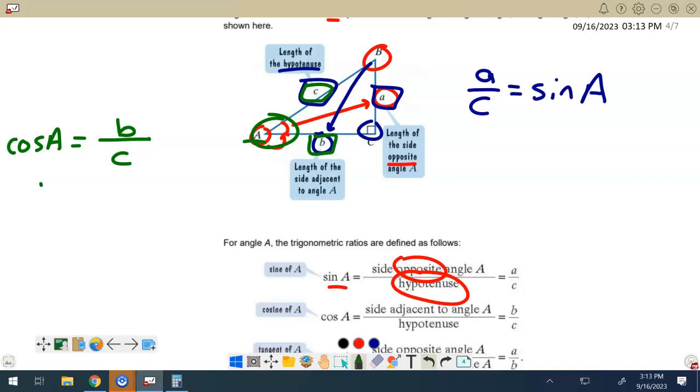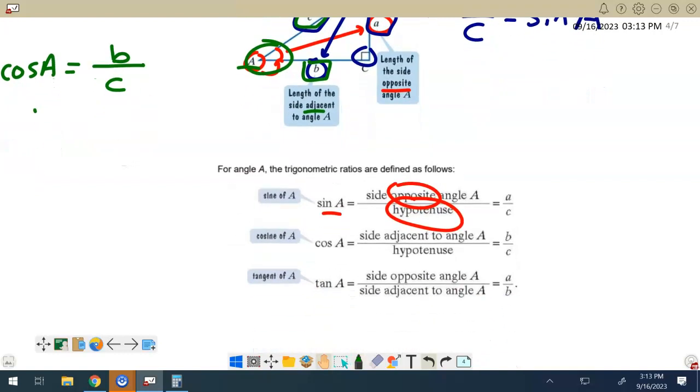Right. So cosine, which is abbreviated COS. The cosine of that angle will equal the ratio of the adjacent side to the hypotenuse. So again, a way to remember that formula is that the cosine of A is adjacent over hypotenuse. That's how I remember that.